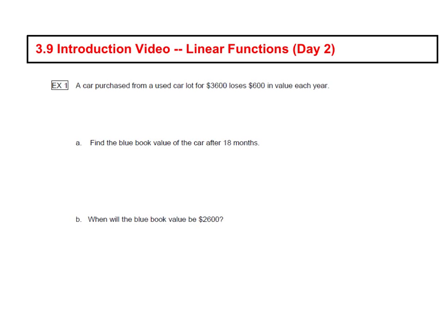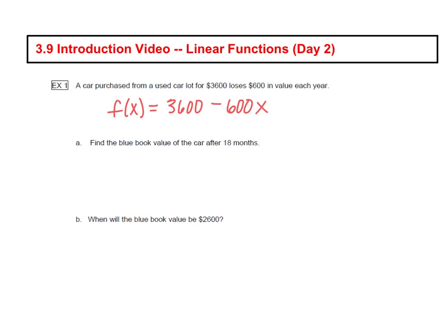So we're going to say f of x equals, so the car cost $3,600 and it lost value, so it loses $600 every year. So we're going to multiply that 600 times x, where x is representing our number of years. So there's our function. Now that we have the function, we can go ahead and answer the questions.